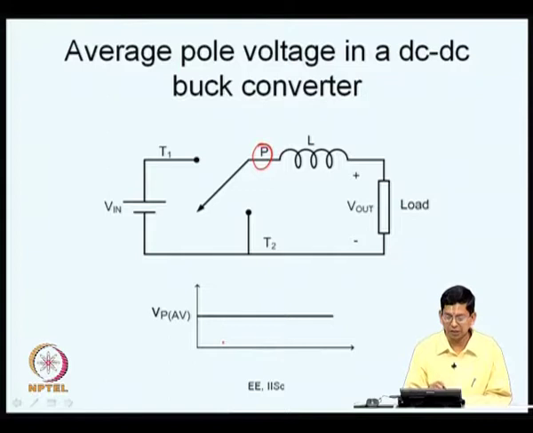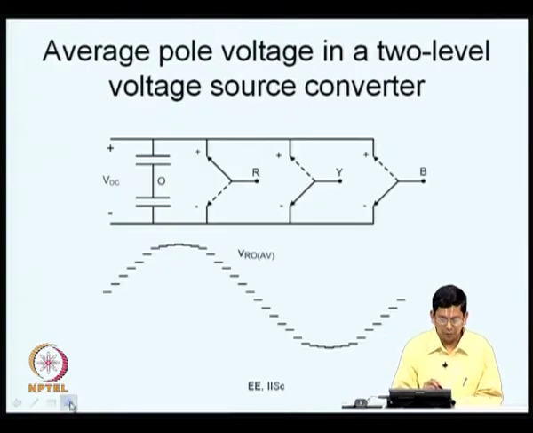So, this Vp average is constant, and this Vp average in fact is equal to the average output voltage, because the average voltage across the inductor is 0. This is what we saw. So, how should the average pole voltage be controlled in a buck converter? It must remain constant and equal to the output voltage. Whereas, instead of a DC-DC buck converter, if you take a 3-phase voltage source inverter, how should this average pole voltage be controlled?